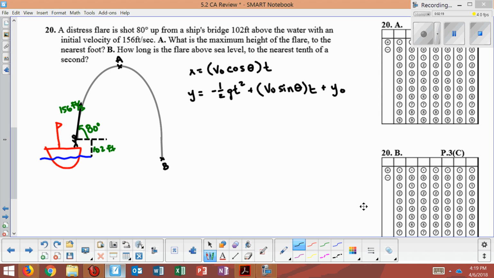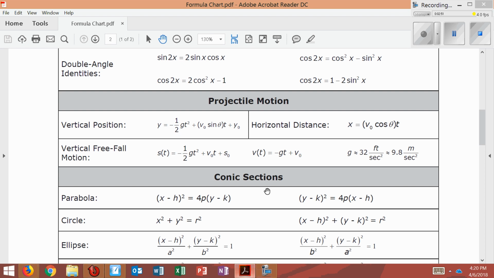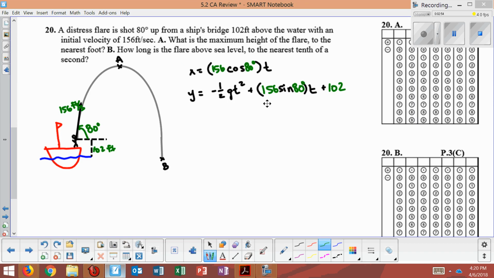Well, let's look in this problem. What do we know? First, we know our initial velocity is 156. So that goes in these two places. Secondly, we know the angle. We shoot at 80 degrees. So that goes there and there. Next, we know initial height. Initial height is 102. That goes there. Finally, we've got to figure out gravity. Since everything is in feet, I'm going to use the g that has to do with feet, which is 32. So here, I'm going to replace g with 32.